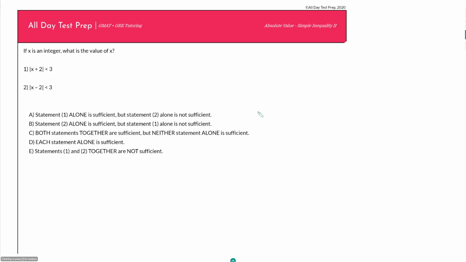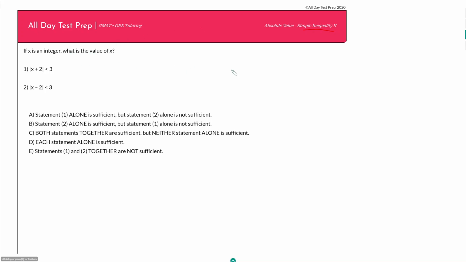In this video, let's do another problem reinforcing these very simple inequality expressions involving absolute value. This should be similar to what we did in the last video, and a relatively short video as well. I believe our prompt is almost identical to the last one. If x is an integer, what is the value of x?